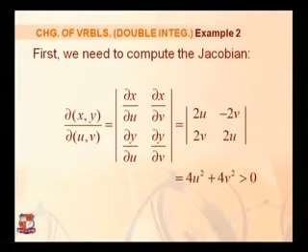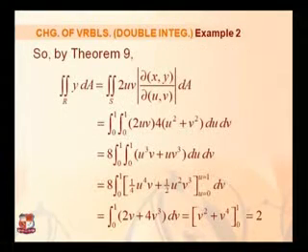is 4u square plus 4v square, which is greater than 0. Then we can evaluate it easily. This is the evaluation: del xy by del uv is equal to 4 times u square plus v square, and this is 2uv du dv, and the limits will be very easily 0 to 1 and 0 to 1, because in our question u is clearly from 0 to 1 and v is from 0 to 1. So after calculation we will get the answer of this example is equal to 2.